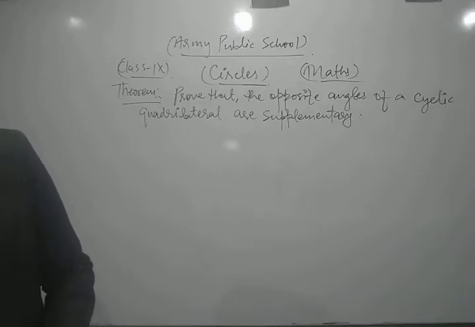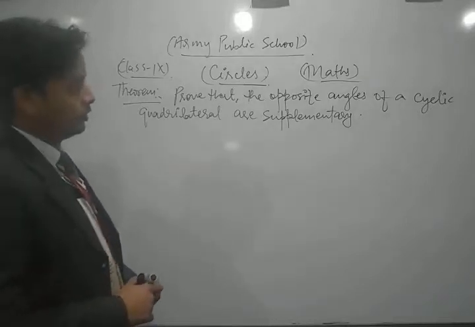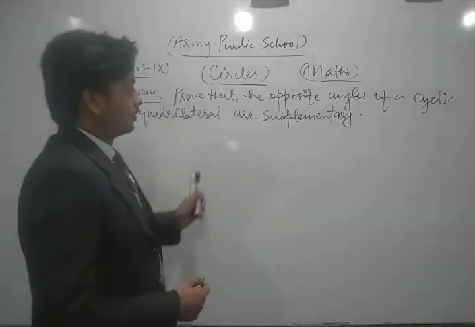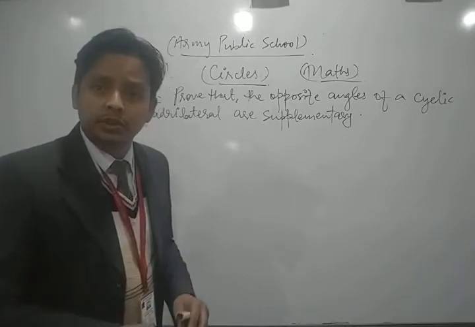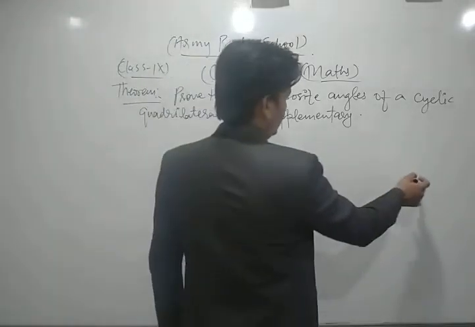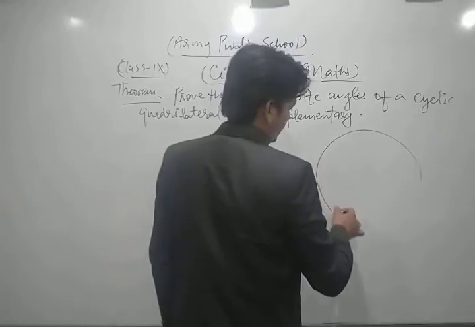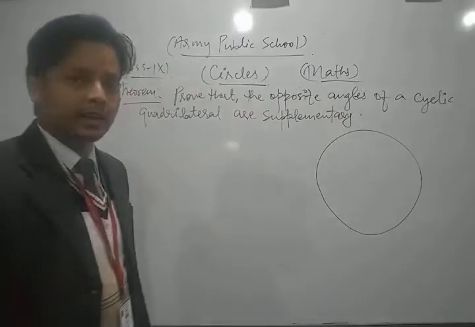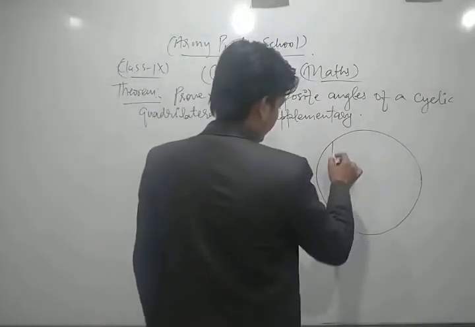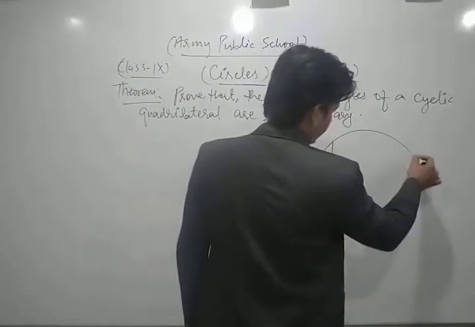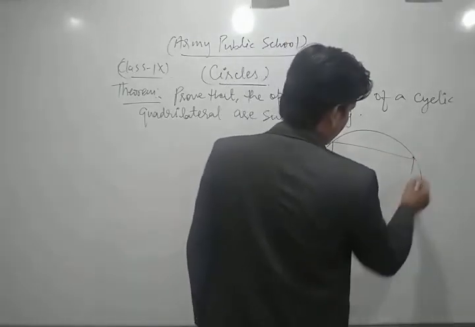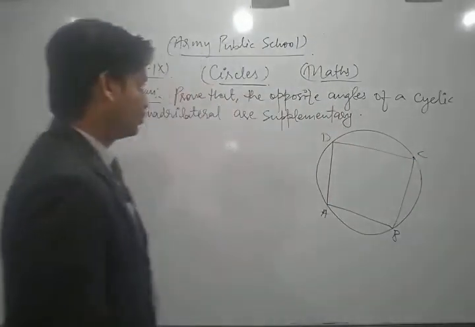Okay, dear students. Now let's see what the process is to prove that theorem. First of all, we draw a cyclic quadrilateral. Let us say ABCD is a cyclic quadrilateral. So we write as given.